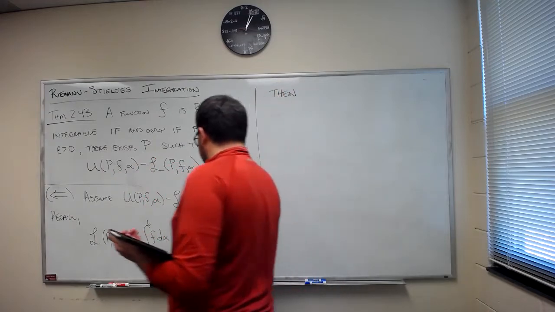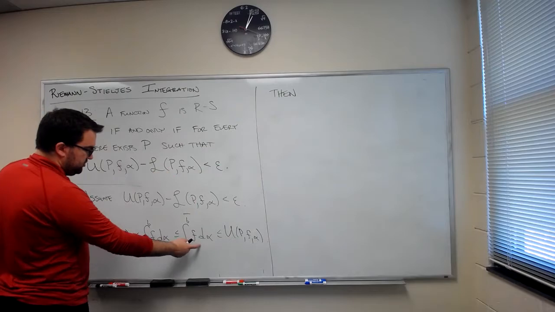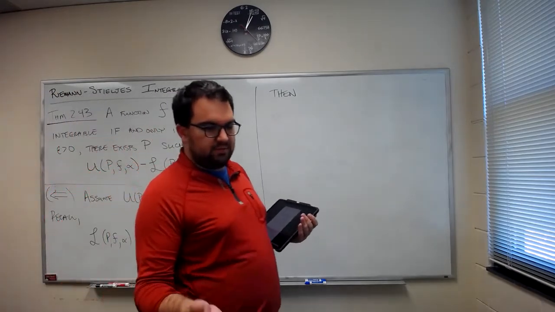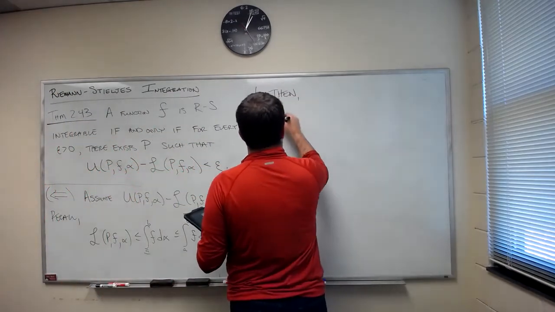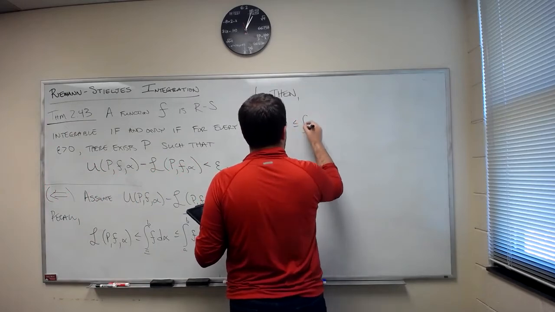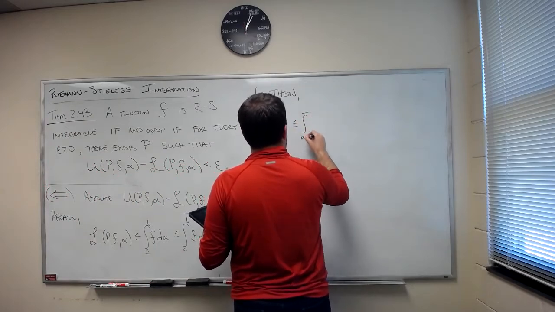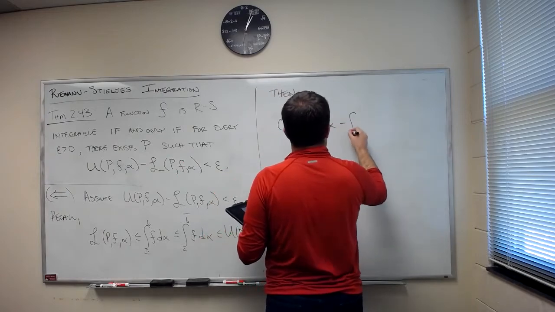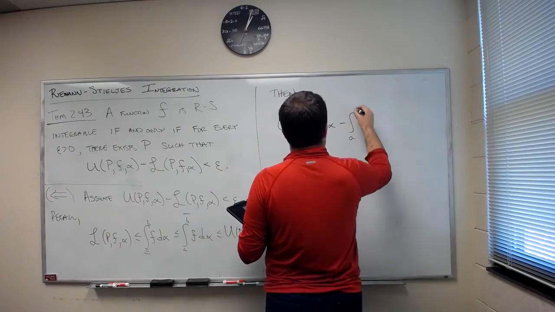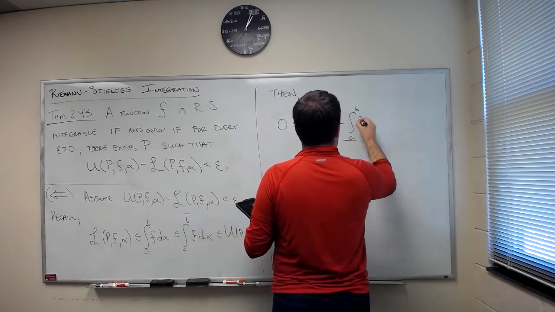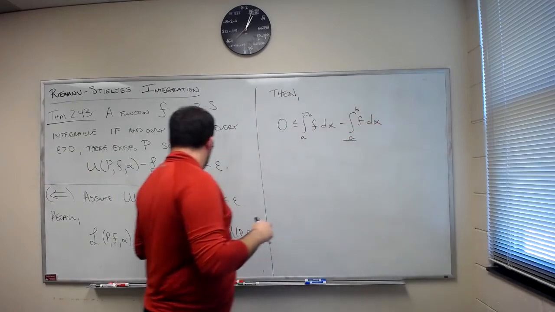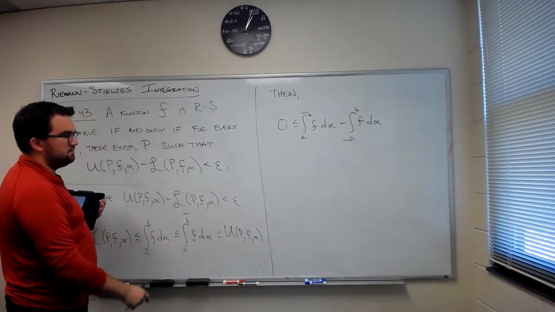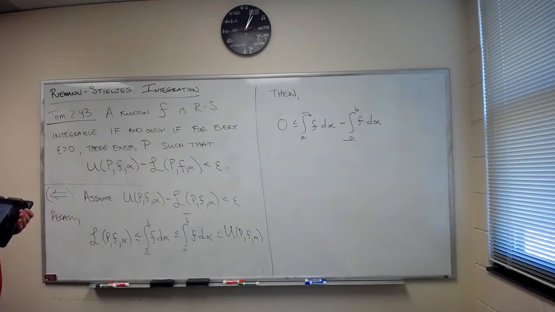then, well, let's see. I certainly know that the difference between these two, between the upper and lower sums, is bounded below by 0, right? The upper sum is always greater than or equal to, let me write this out and then talk more. All right, so this one is always greater than or equal to this. So certainly this difference is bounded below by 0.